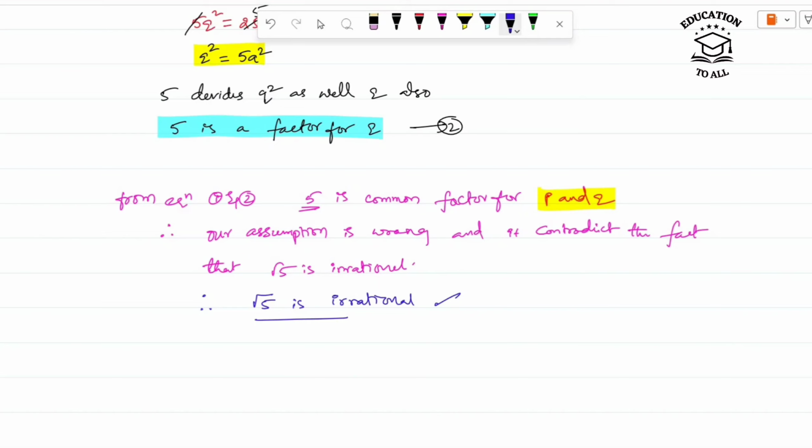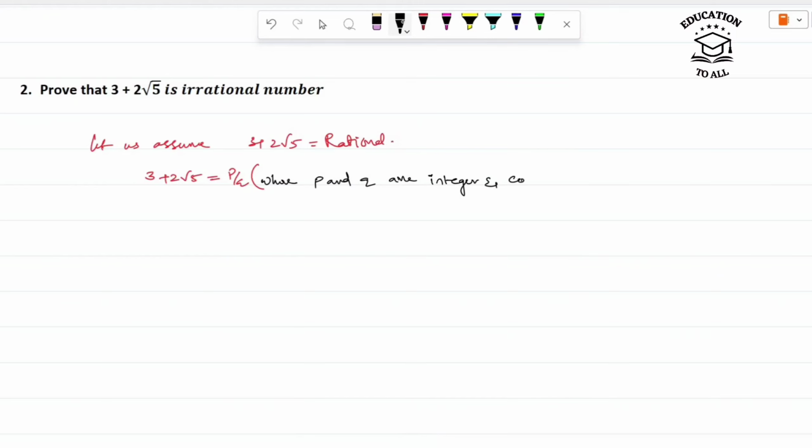I hope you understand. Similarly, we try to solve the second question. Prove that 3 plus 2 root 5 is an irrational number. So first what we do, let us assume 3 plus 2 root 5 is rational. Then 3 plus 2 root 5 is equal to p by q, and we know where p and q are integers and co-primes.